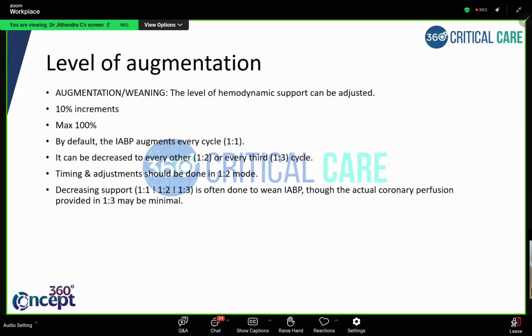So what does coming down on augmentation mean? It means that when the support from the machine is less, if the coronary perfusion is good and the heart is doing good, then with minimal support also the heart is doing good. 1:3 is the least support. In that, if he's doing good, that means the patient can be weaned off from the IABP. That is what it means.